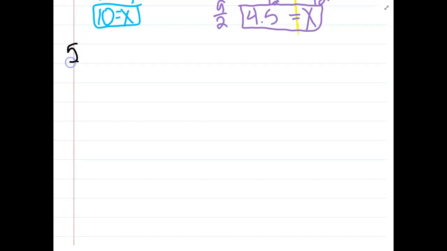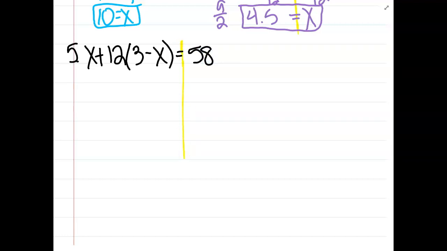Let's take it a step further here. x plus 12 times the quantity 3 minus x equals 58. Okay, what's my first step? Distribute. Now I'm distributing the 12. So this x stays the same. It's just going to stay an x. 12 times 3 gives me a plus 36. Now 12 times a minus x just gives me a minus 12x. And it still equals 58.